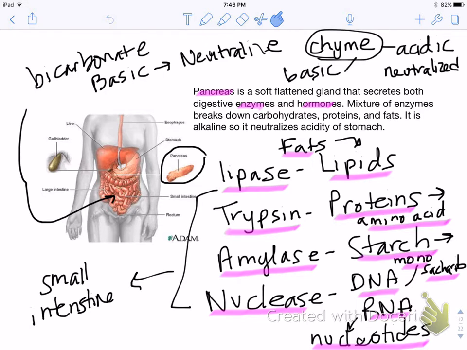So the pancreas is going to release 4 important enzymes into the small intestine, and it also releases bicarbonate, which makes sure that the chyme is neutralized so that your small intestine doesn't get burnt.